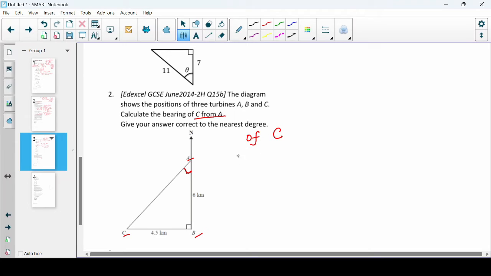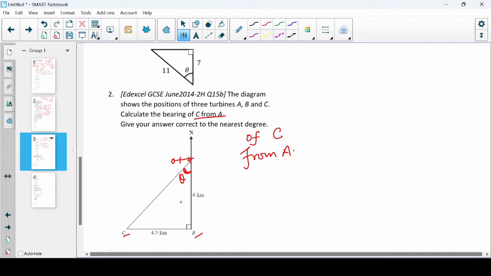of C from A. So when you are standing at this place, from A means from this place you are standing here and you want to find the bearing of C. So this angle is required. So reading this text carefully is very important.